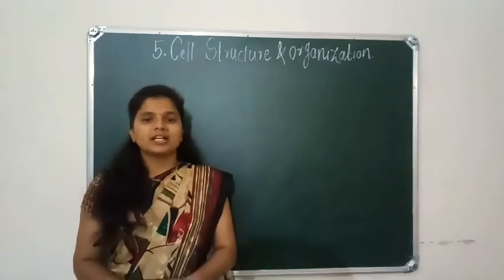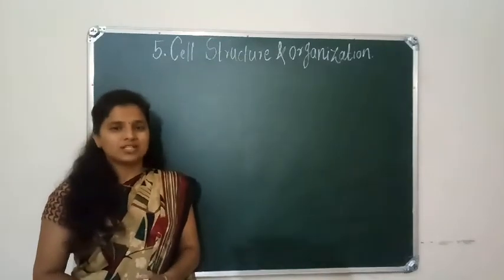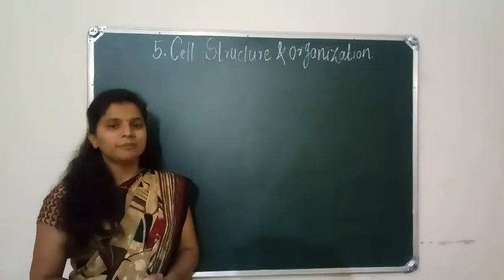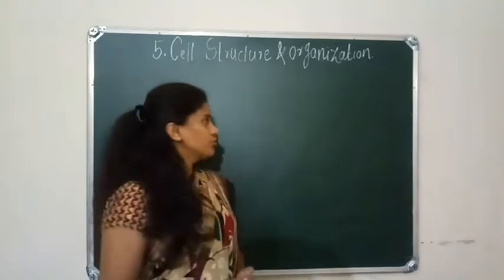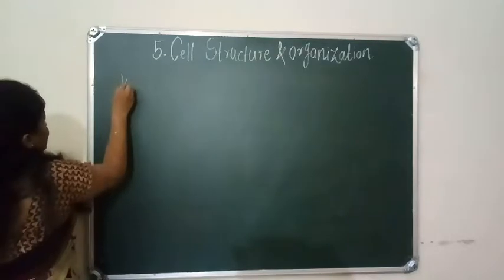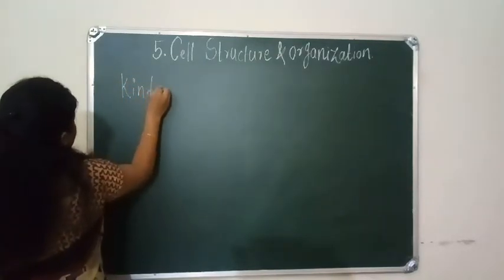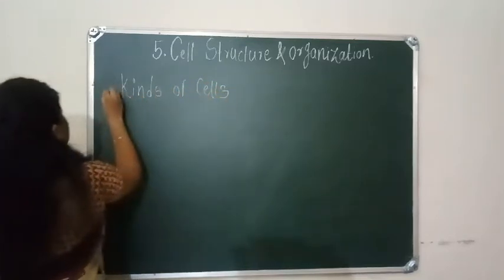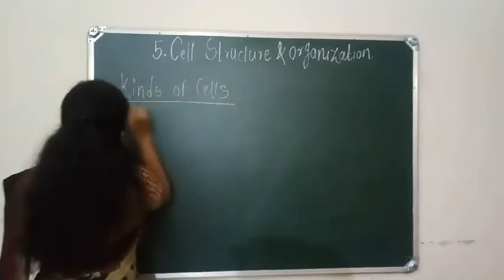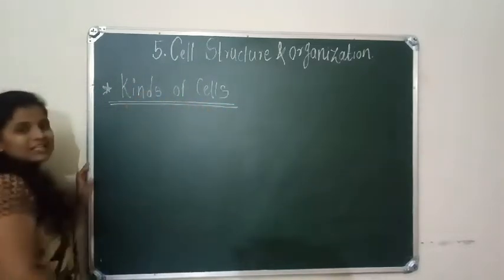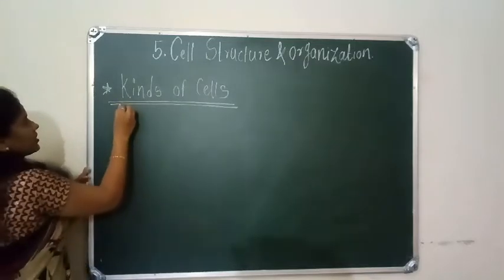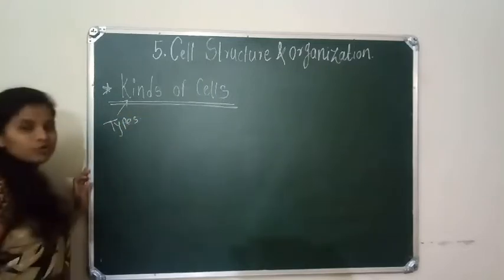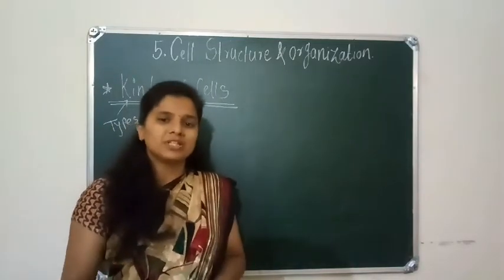And welcome, students. In the last lecture, we discussed the cell theory and totipotency. So today's lecture is on the kinds of cells. Our topic today is kinds of cell. Firstly, what is meant by kinds? Kinds means types. So in this lecture, we study the types of cells.